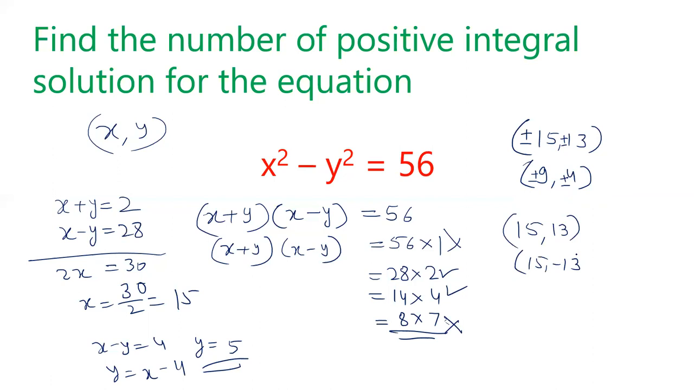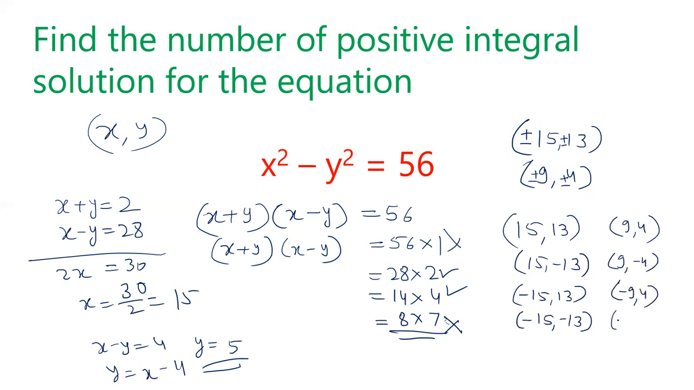15 and minus 13, minus 15 and 13, minus 15 and minus 13, 9 and 4, 9 and minus 4, minus 9 and 4, and minus 9 and minus 4. If negative is allowed, there are 8 cases, and if only positive values are allowed, then there are 2 cases.